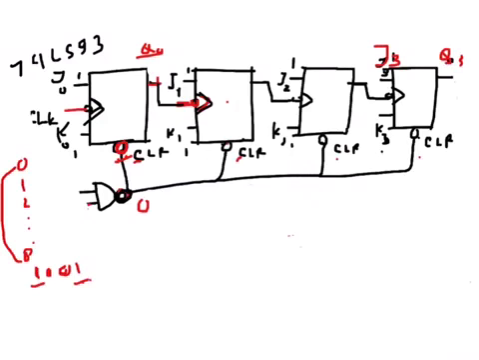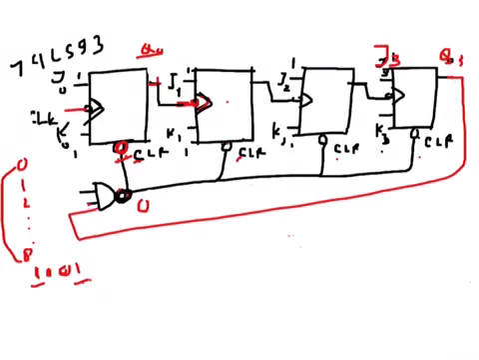So basically if we connect these two to this NAND gate input, and this NAND gate's output is connected to the clear, then whenever 1001 happens, that means when Q3 is 1 and Q0 is also 1, immediately the output will be 0 and everything will be cleared.